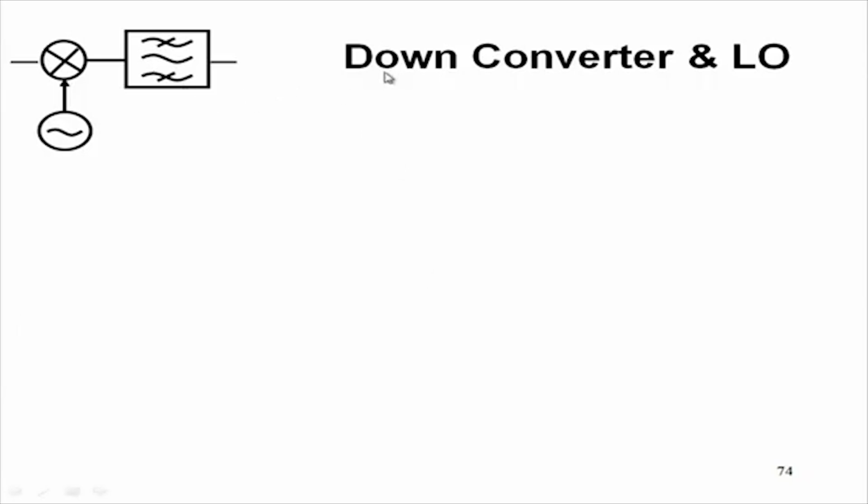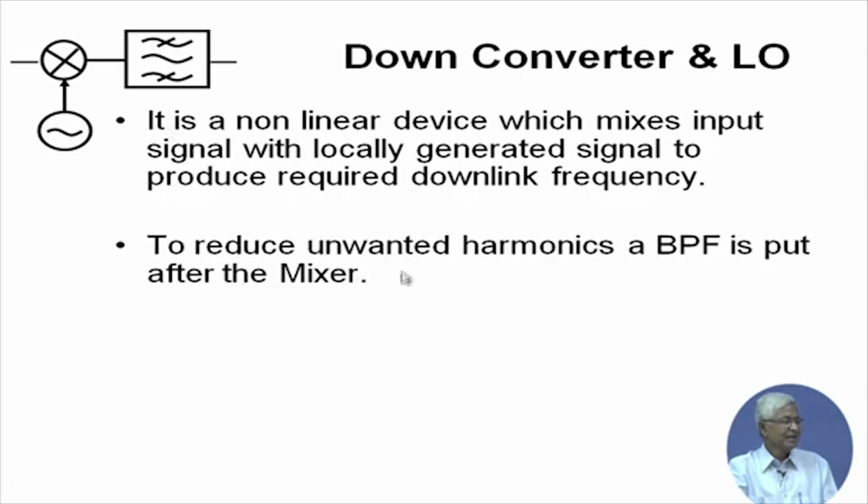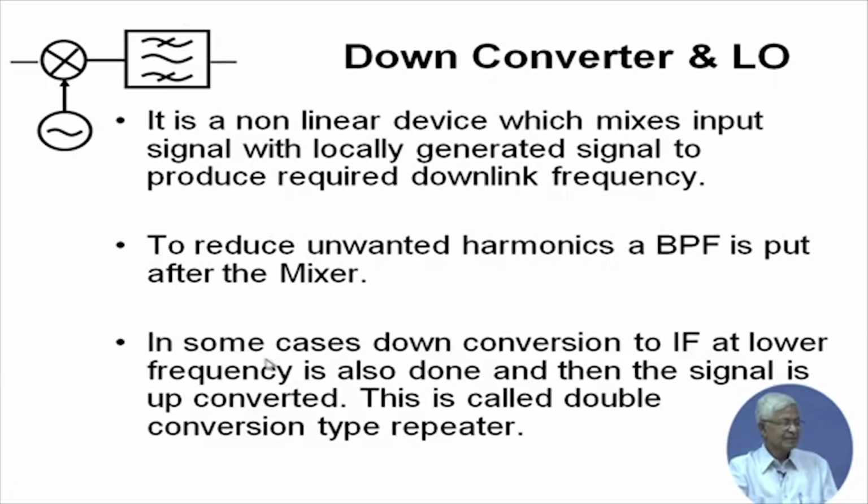After that, we come across the down converter and local oscillator, which is a part of the down conversion. Local oscillator, mixer and filter. It is a nonlinear device which mixes the input signal with a locally generated signal to produce the required downlink frequency. We have seen omega 2 minus omega 1, and then to reduce unwanted harmonics, a band pass filter has to be put after the mixer. In some cases down conversion is to another IF instead of directly to the transmit frequency, another IF at lower frequency is done, and then the signal is up converted. It is called double conversion type repeater. You are aware of this type of thing in your BTech classes, you have seen.